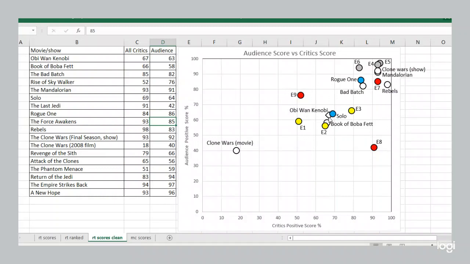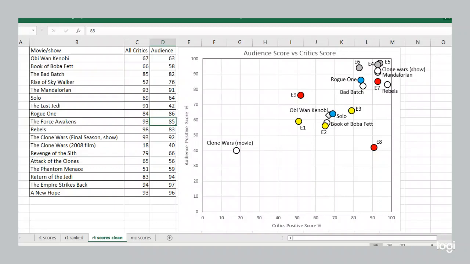That's noteworthy. So Obi-Wan Kenobi, right there in the middle, in that central mediocre cluster. Audience and critics agree, around mid-60s. It's okay. Not that great. About 2 out of 3 people liked it. We don't know how much. 1 out of 3 people didn't like it. We don't know how much. Very, very similar to Solo.